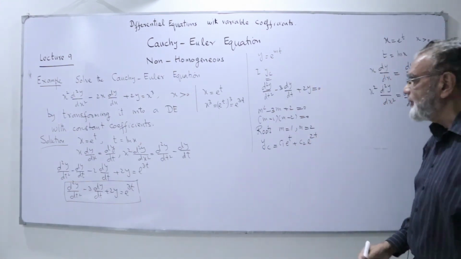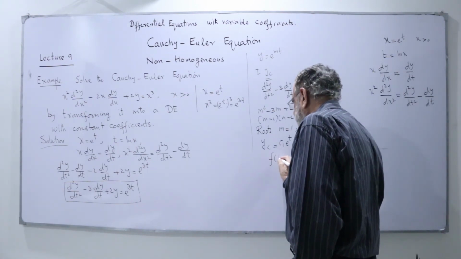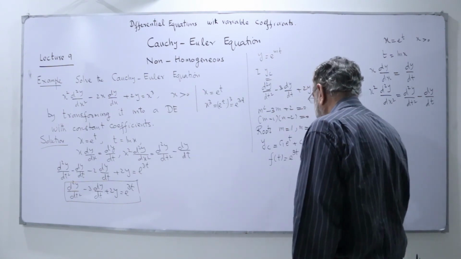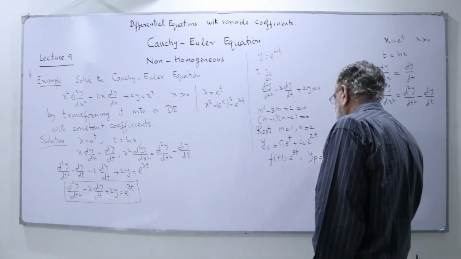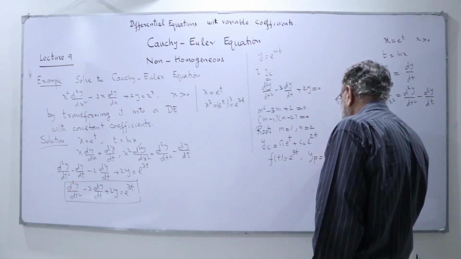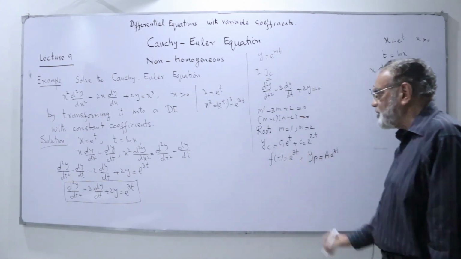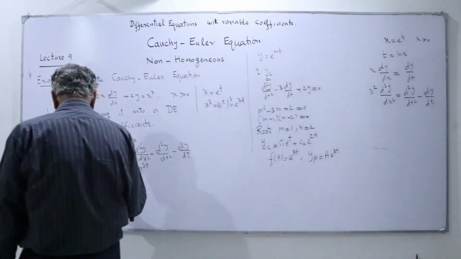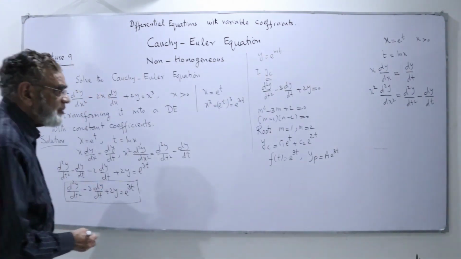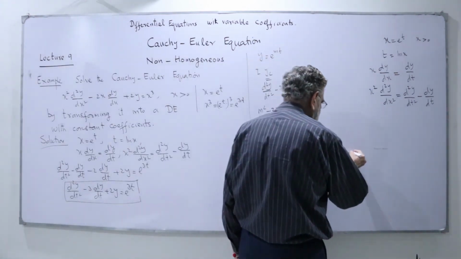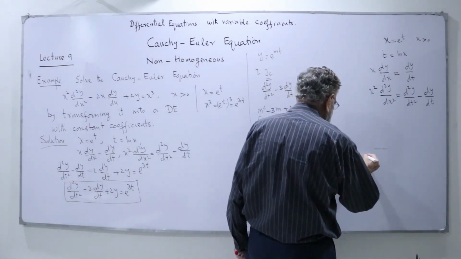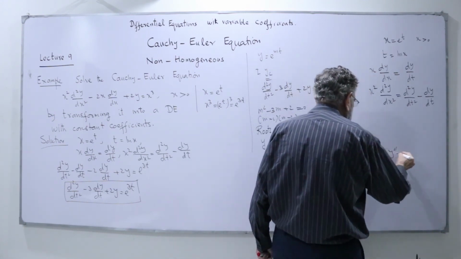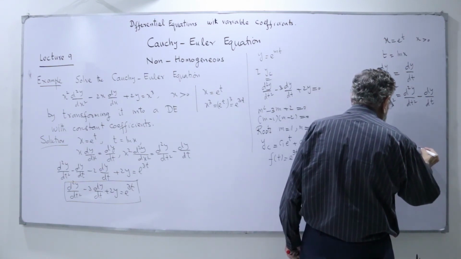To find yp, I have f of t, which is equal to e to the power 3t. So my yp will be a e to the power 3t, because the coefficient is constant. Now I substitute the values of y in this equation. We have y dash p equal to 3a e to the power 3t, and y double dash will be equal to 9a e to the power 3t.